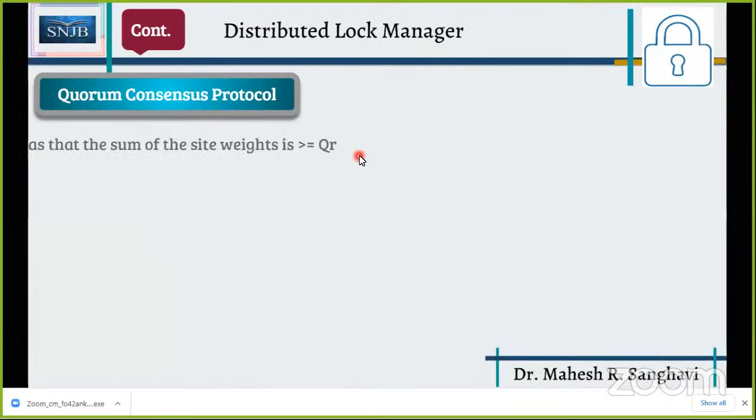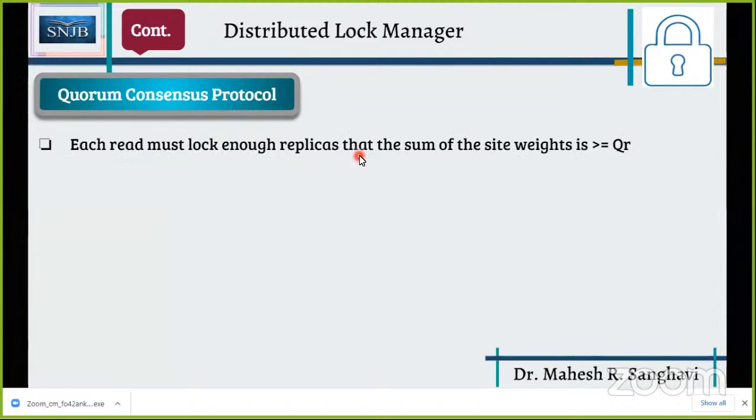Now, each read must lock enough replicas that the sum of the site weight is greater than or equal to QR. यानी आपको वो जो भी टोटल रहेगा S का, वो कैसे करना पड़ेगा? आपको इतने साइट्स को कंसीडर करना पड़ेगा जिसका टोटल जो भी रहेगा दैट शुड बी ग्रेटर रीड से उसका जो भी पर्टिकुलर है, कितने साइट्स को लॉक करना है यहाँ पर आएगा. इन केस ऑफ मेजॉरिटी n/2 ये फिक्स था.